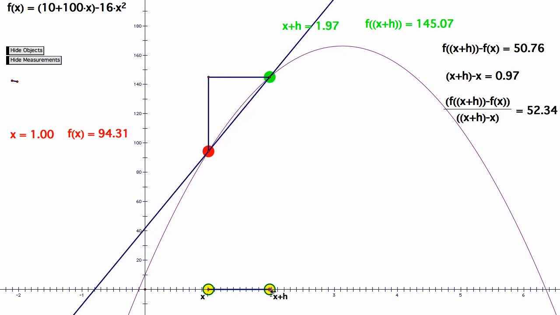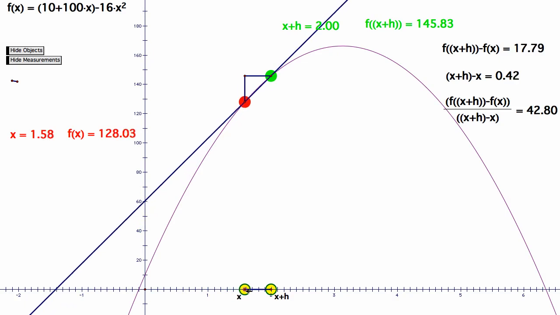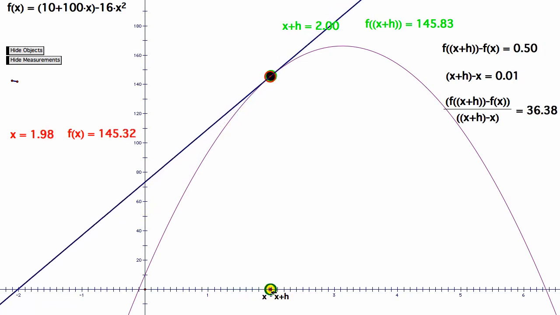Okay, I could figure out what's the instantaneous velocity at 2. I just put both of my dots at 2 and I would have to calculate the slope of that tangent line there. Okay, and you can see that the slope at this point is 36.26 feet per second.